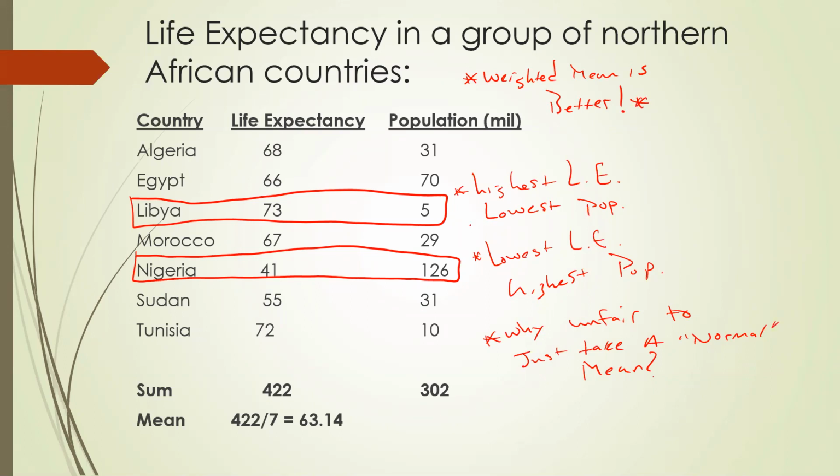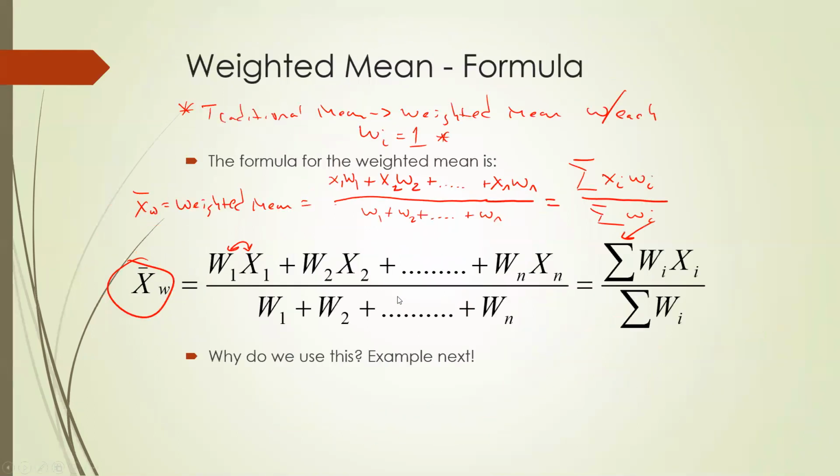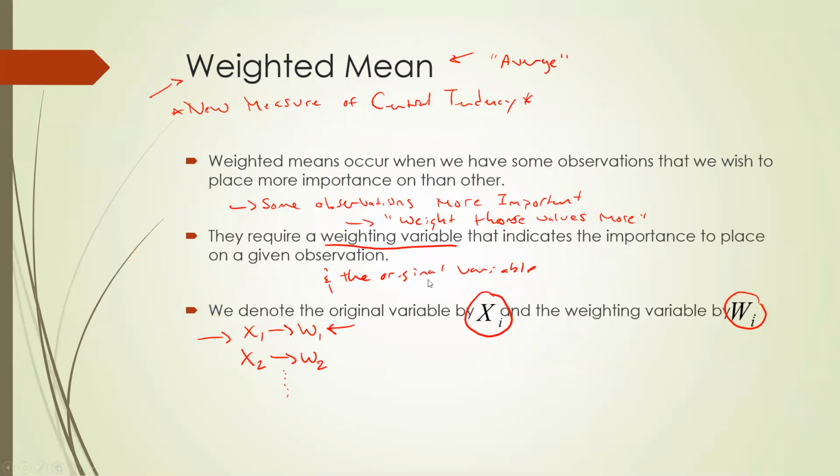But the one thing you don't want to do with a weighted mean is you don't want to use weights of numbers like 1, 2, 3, 4. That's not what you have as weighted means, okay? So there's 2 variables here in this data set. So if you look back here, we have an original variable and we have a weighting variable from our data set.